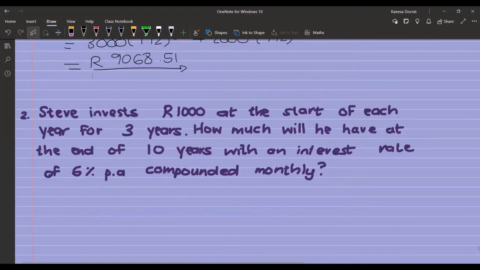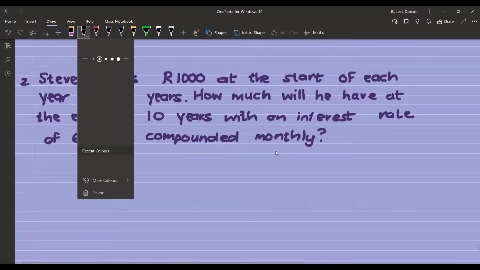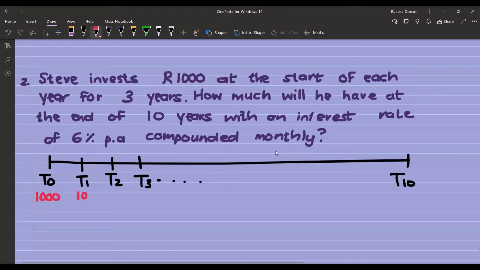Here we have: Steve invests 1,000 Rand at the start of each year for 3 years, how much will we have at the end of 10 years? So let us draw our timeline. I'm just going to draw T0, T1, T2, T3, dot, dot, dot, until T10. Let us put in the information. He invests 1,000 Rand at the start of each year for 3 years. So he will invest 1,000 Rand at time 0, 1,000 Rand at time 1, and 1,000 Rand at time 2.